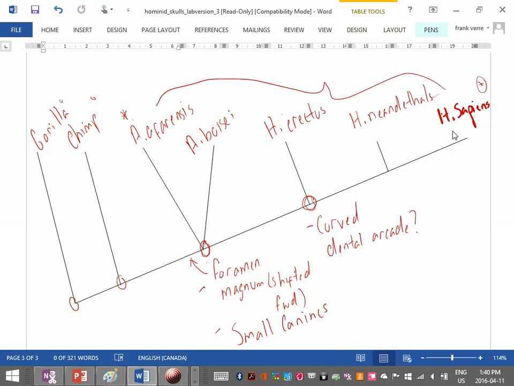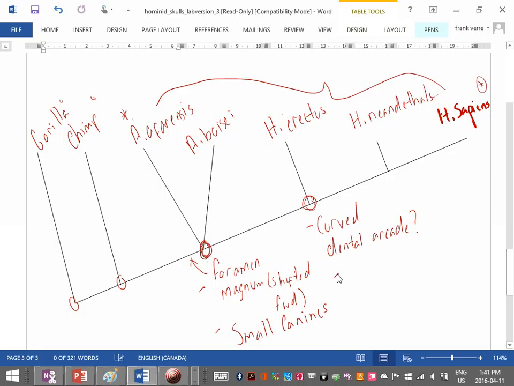So, for example, with the small canines, all 5 of these have it. So we can say that the common ancestor probably had small canines. So we can put that characteristic where the common ancestor is, right about here. Okay? Gorillas and chimps don't have it because their common ancestor probably didn't have it. What else can we put maybe to distinguish the genus Homo from Afarensis and Boisei?